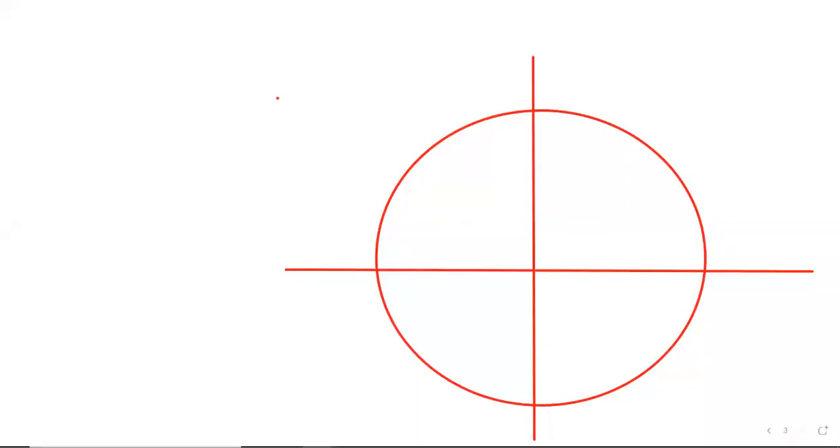Let's draw the unit circle. This is the unit circle here, as you see. And I'm going to take a point on this circle, any point on the circle. This point is defined as X and Y. The two coordinates of this point are X and Y. X represents cosine and Y represents sine.